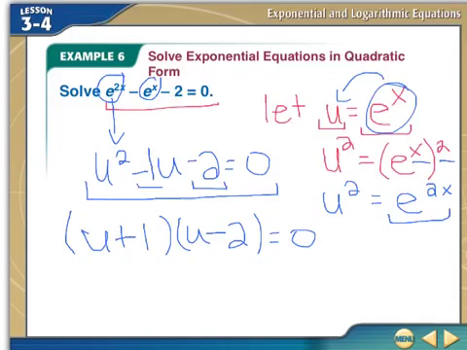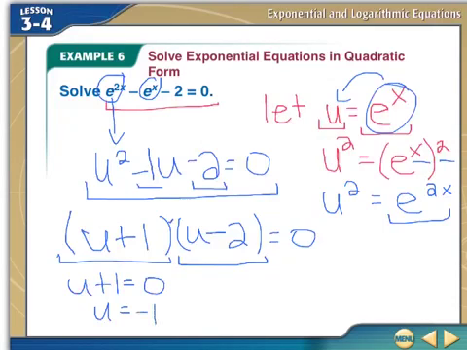So I'm going to use the zero product property here. This factor times this factor is equal to 0, which means that one or both factors have to equal 0. So by setting each factor equal to 0 and solving for u, I get u equals negative 1. And over here, I get u minus 2 equals 0, so I get u equals 2.